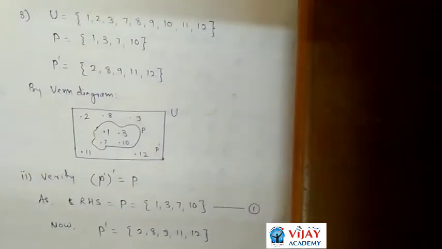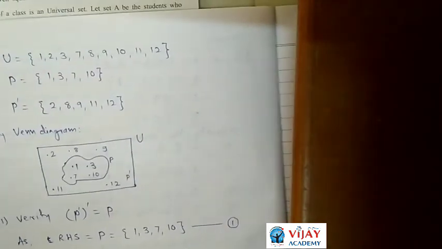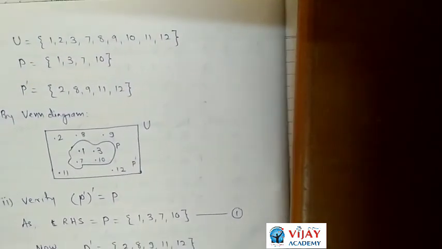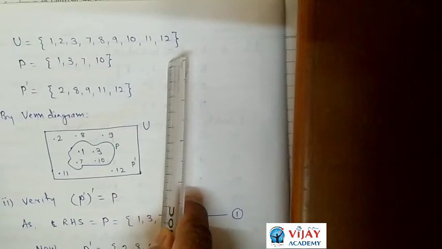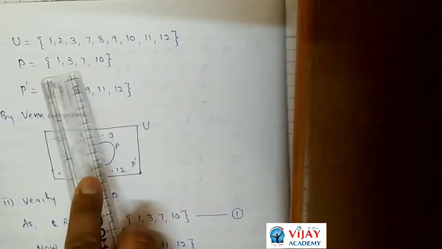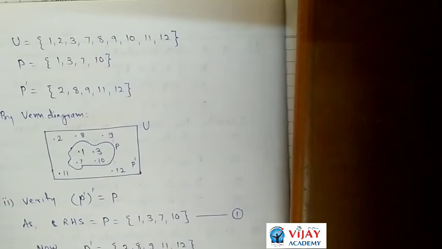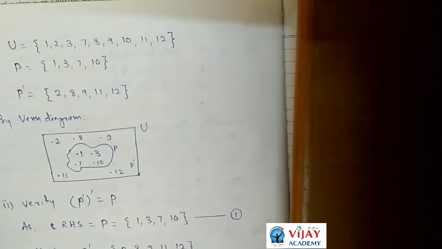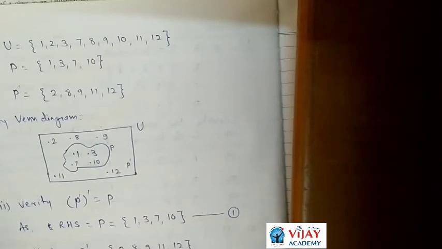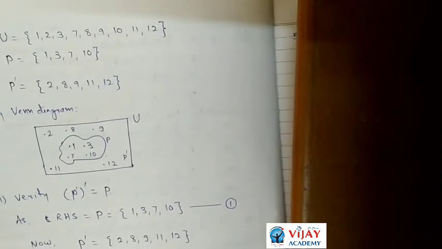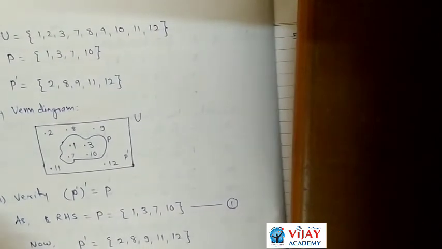Now the third example he has given. U is a universal set, consisting of the elements 1, 2, 3, 7, 8, 9, 10, 11, 12, and P is a set consisting of 1, 3, 7, 10. Then show the sets U, P and P dash by Venn diagram, and verify that the complement of P's complement is equal to P. This is a very important sum. These sums may be asked for 3 marks.